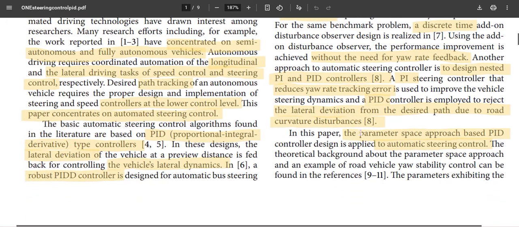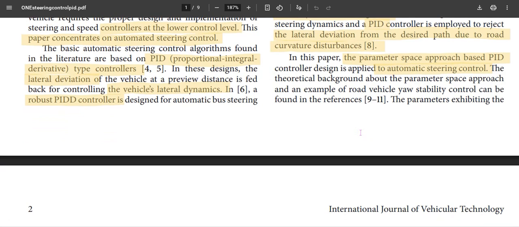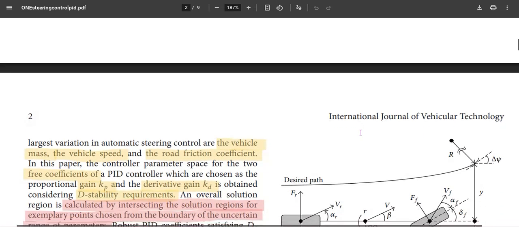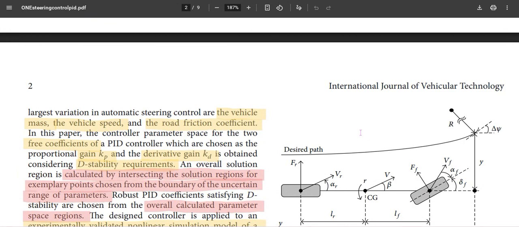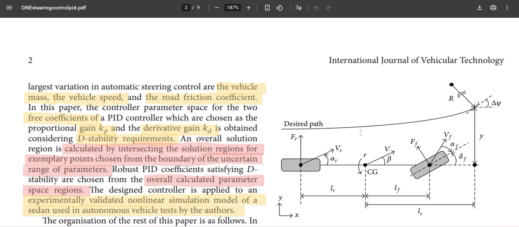In this paper, they attempt to develop a PID based on the parameter space approach. The meaning of the parameter space approach would be to use the dynamics of the vehicle, maybe linear or non-linear, which is as realistic as possible. Then they try to identify the stability characteristics of the developed system. Based on those, they try to identify the zones for the KP, KD, KI values where the system would be stable forever.